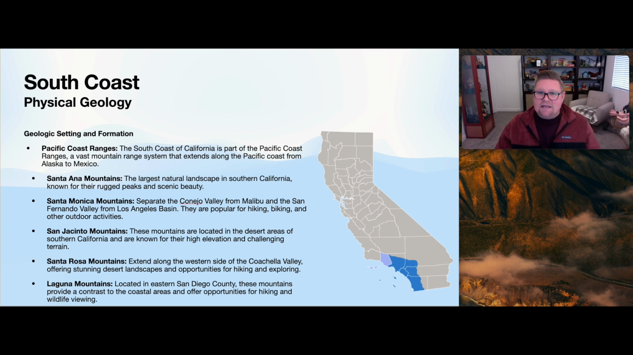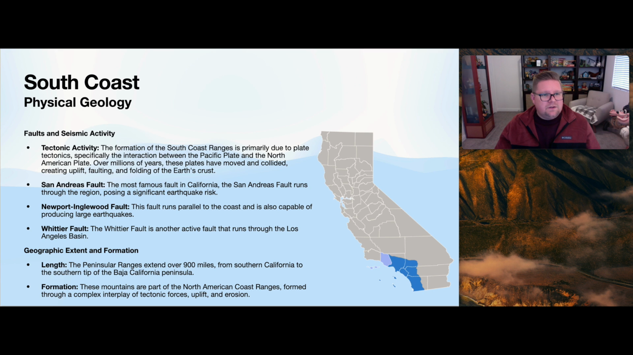You have the Santa Ana Mountains, the largest natural landscape in Southern California, known for their rugged peaks and scenic beauty. You have parts of the Santa Monicas, the San Jacinto Mountains, the Santa Rosa Mountains, and Laguna to the south in San Diego. So we have all these different ranges that exist, and most of them end up converging or parallel to one another. So we've got this really unique geologic story. We also find in the southern part where we see a lot more geothermal activity as well.